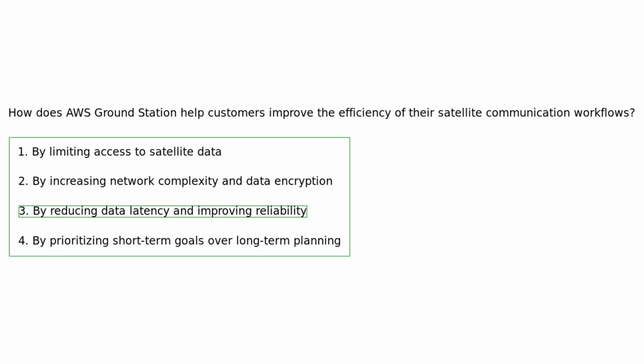AWS Ground Station helps customers improve the efficiency of their satellite communication workflows by reducing data latency and improving reliability, ensuring that satellite data can be processed and analyzed in a timely manner.